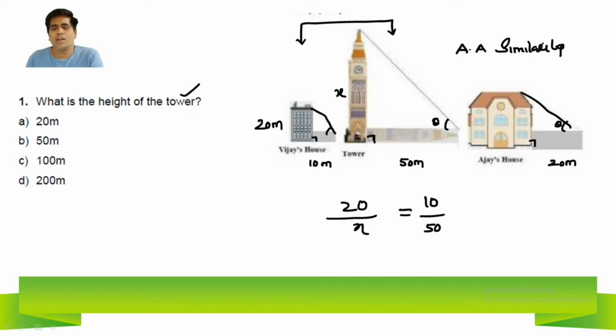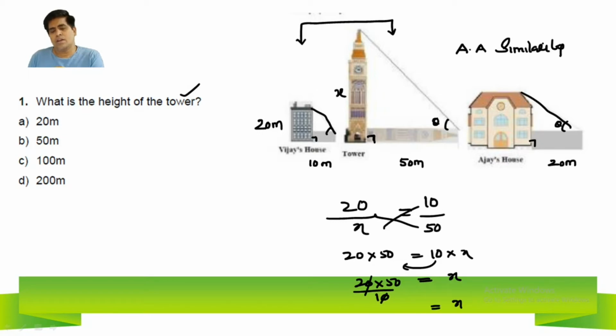So here clearly, if you cross multiply, you will get the answer. Cross multiply it. So 20 into 50 is equal to 10 into x. I want only the x value, so this 10 is moving to that side. So 20 into 50 by 10. Clearly the zeros will get cancelled. So x is equal to clearly 100.